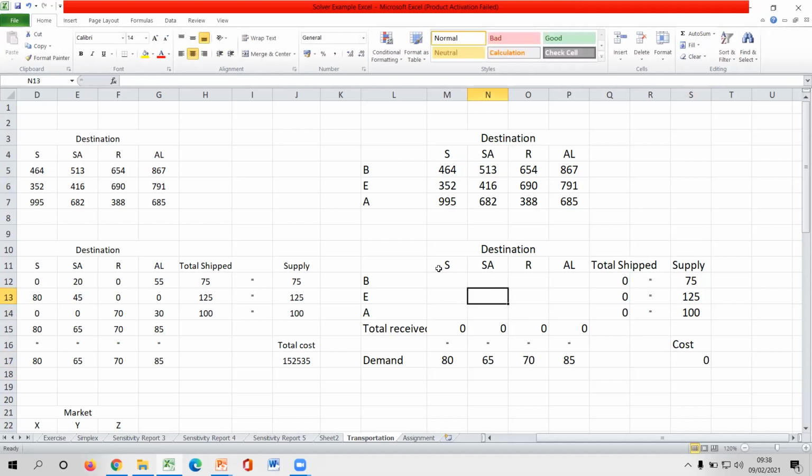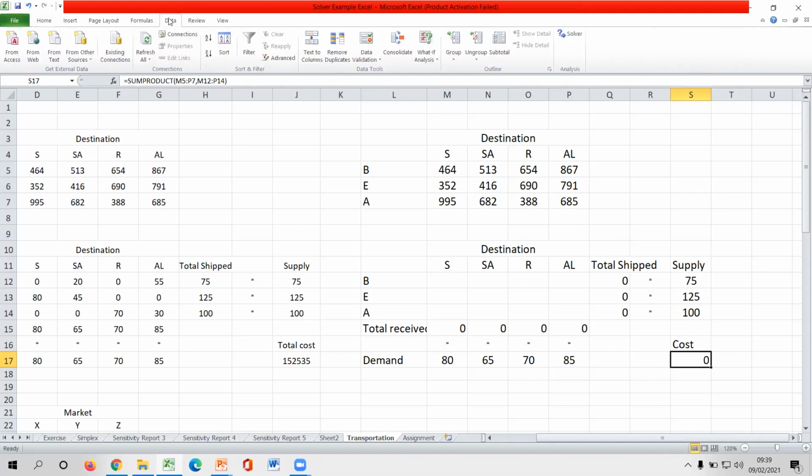Now we need to calculate this amount for the sales. That means we have to find out how much shipment or how many route batches are going to be incurred from factory S to factory B to market S, market SA, R, AL. Likewise, factory E to 4 destinations, factory A to 4 destinations. Right. Now we are going to make our calculations. Here we have to go to the Data tab. Now you know all the things, right? Data, and put the Solver.